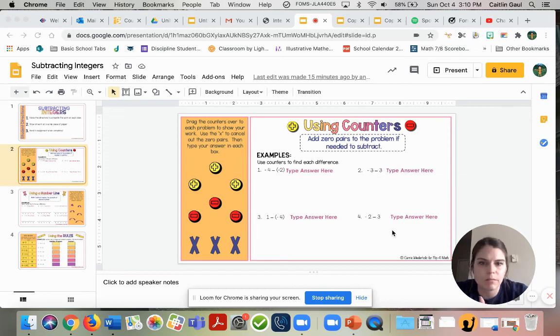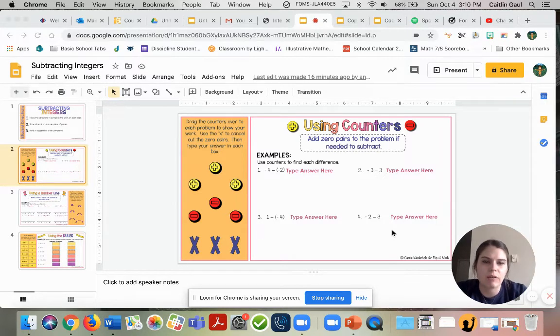So this lesson is done pretty much the exact same way as we did the one yesterday for adding integers. Today we're going to be subtracting integers. Again, integers are your numbers from negative infinity to infinity, so negative numbers and positive numbers. Subtracting is a little bit trickier, but just like with adding, we're going to learn 3 different ways to do it, and you'll be able to pick which way works the best for you.